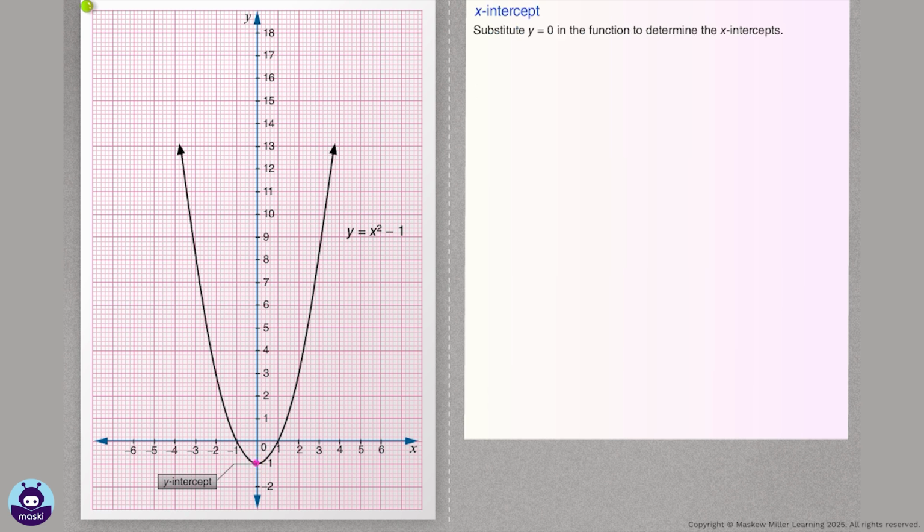The x-axis has a y-coordinate of 0, so we substitute y equals 0 in the function and solve for x to find its x-intercepts. For the given parabola f of x equals x squared minus 1, the x-intercepts can be found as y equals x squared minus 1, x equals plus or minus 1.